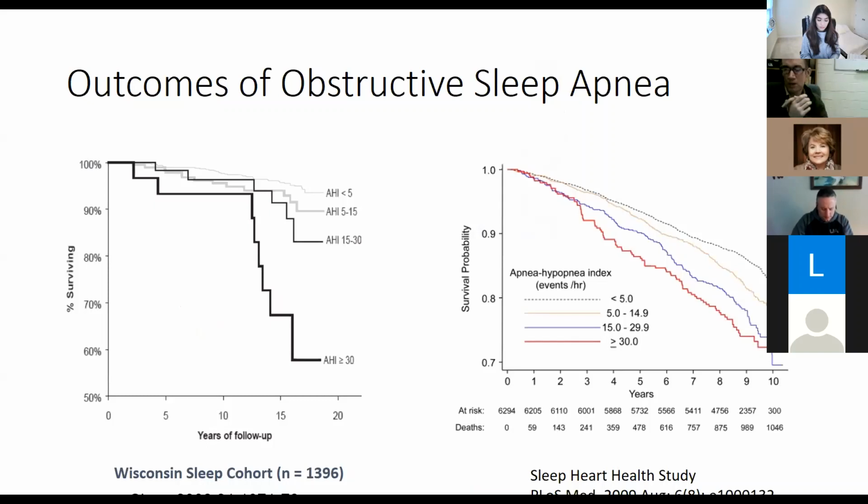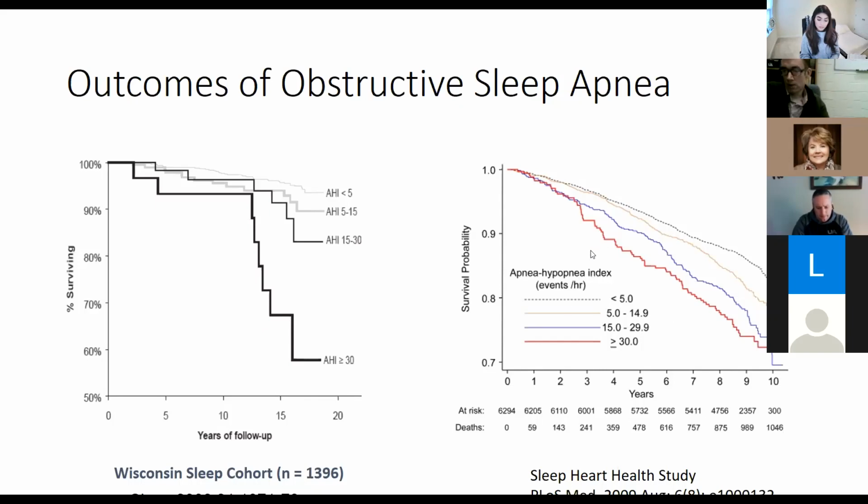These are the two biggest cohorts that we have. The Wisconsin cohort has about 1,400 public employee patients. Essentially what they did was say, hey, you guys want to do a sleep study? They did a sleep study. They got a letter in the mail saying these are your results and you can do with it what you would. So they didn't necessarily get treated. As you can see here, you start seeing a little uptick in mortality in that moderate range, and in the severe range, these patients really did poorly.